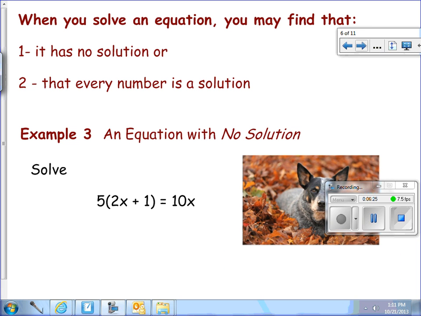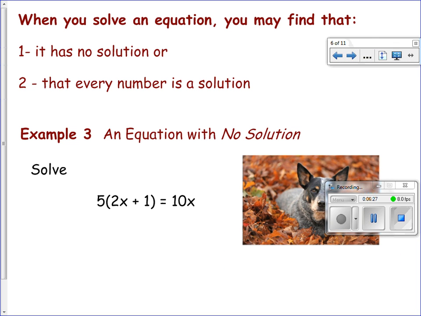Now you're going to notice in some of your problems now, you have two more options. You'll notice that your solution either has no solution or that every number is a solution or all numbers. So in our next examples, we're going to demonstrate those. In example 3, an example with no solution.